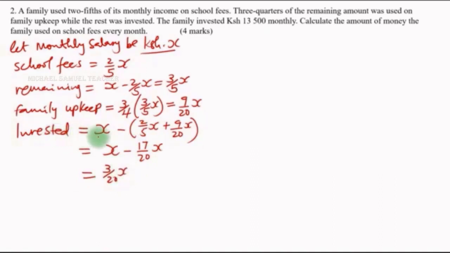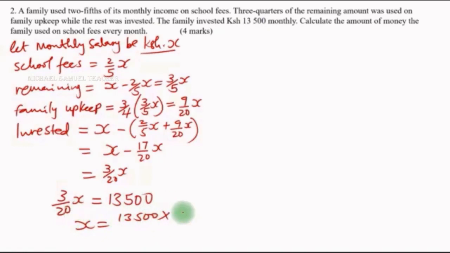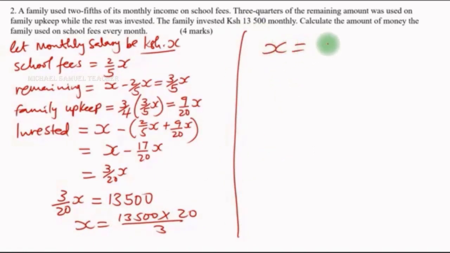That's what was invested. But we have been told that the family invested 13,500 monthly. So this is equivalent to the invested amount, and that is 3 over 20 X will be equivalent to 13,500. So X will be 13,500 times 20 divided by 3. So X is actually 90,000 shillings. So that is the salary the family was getting a month.